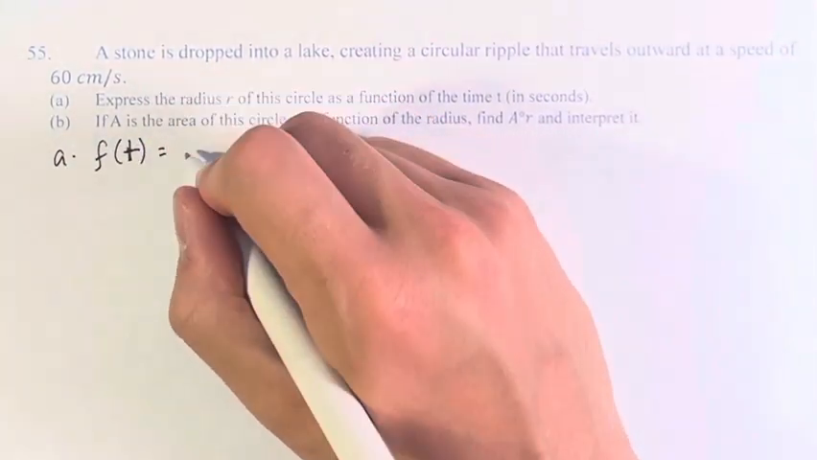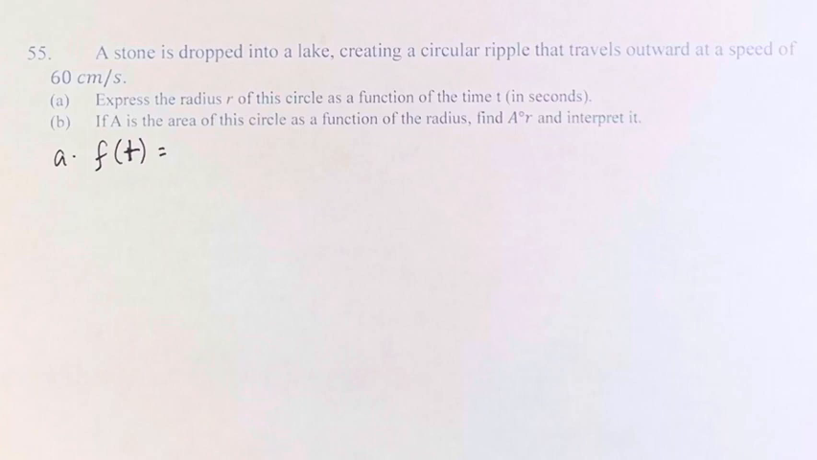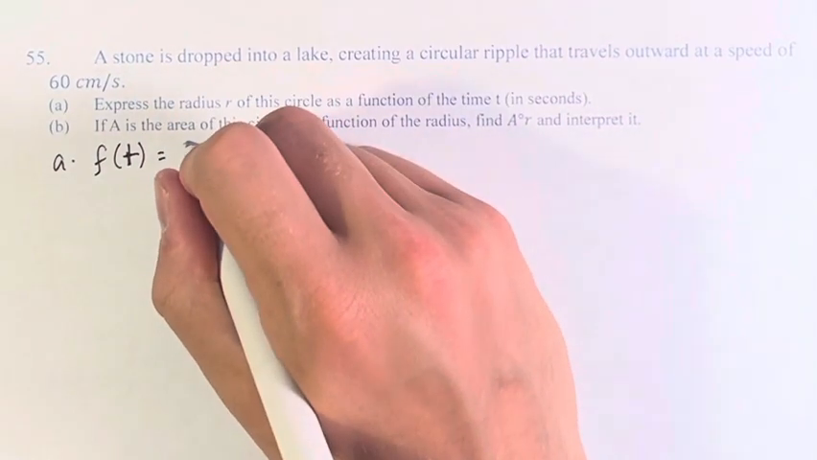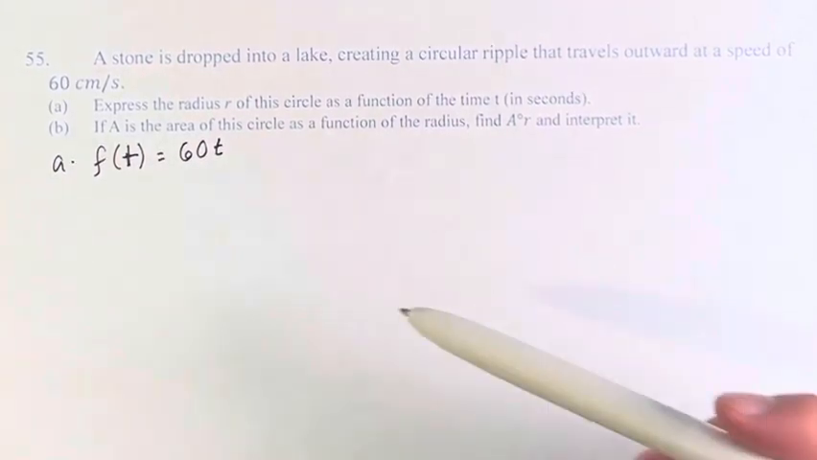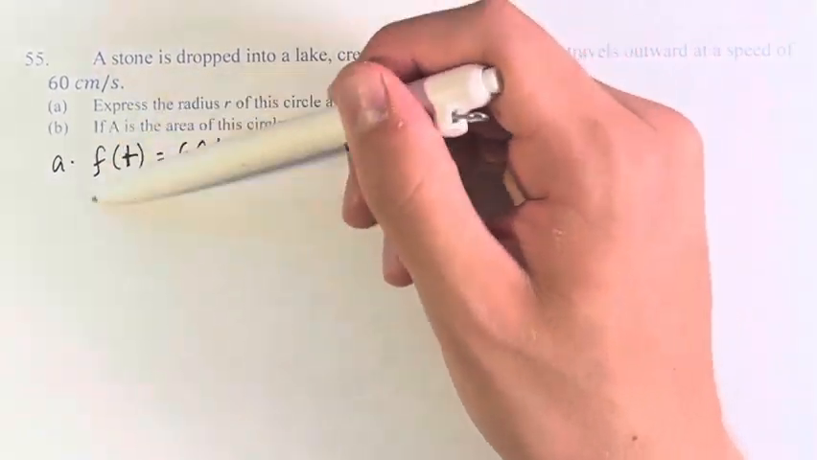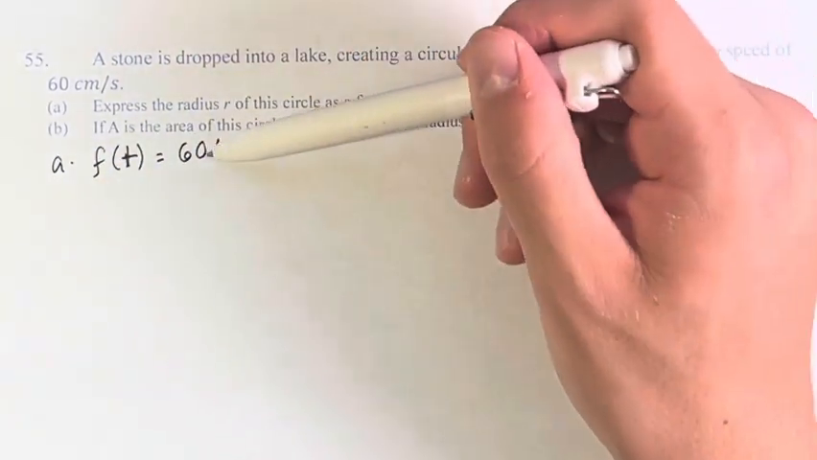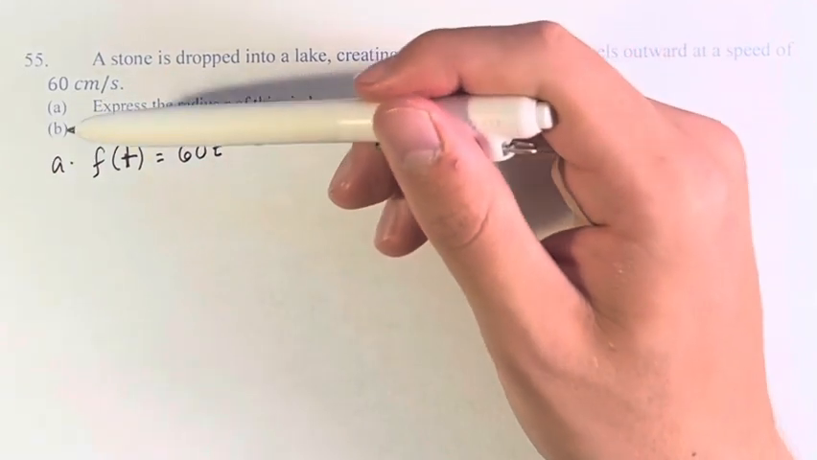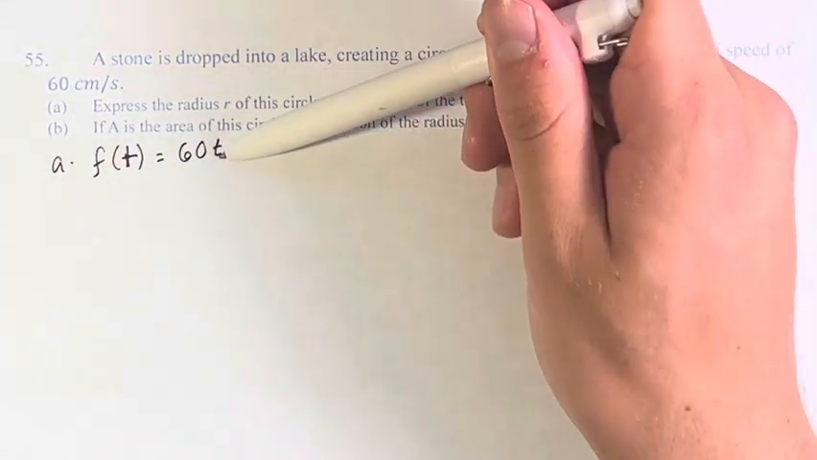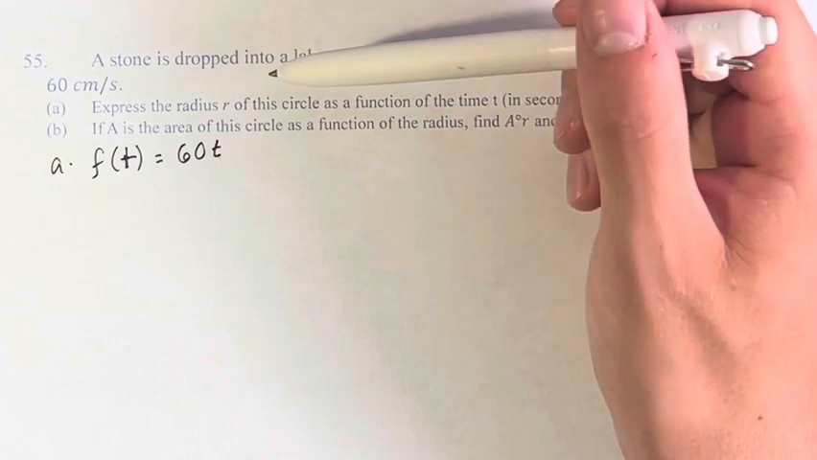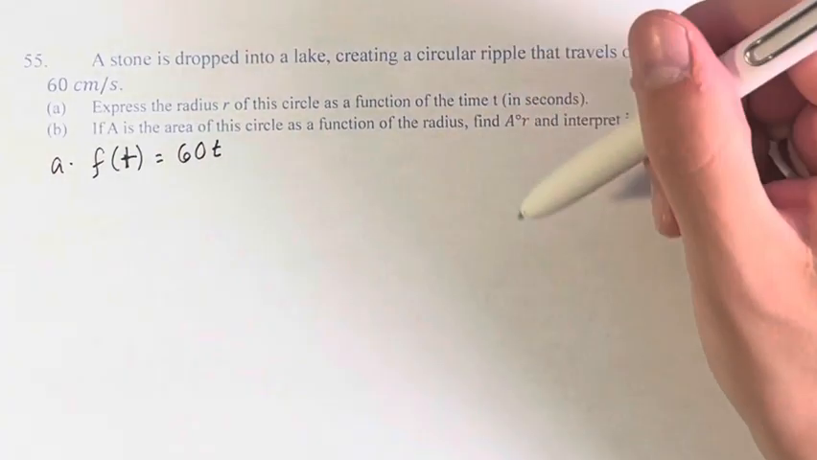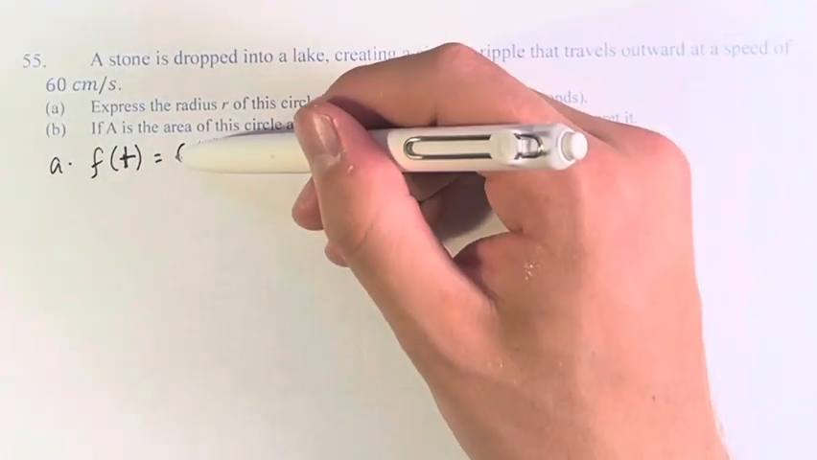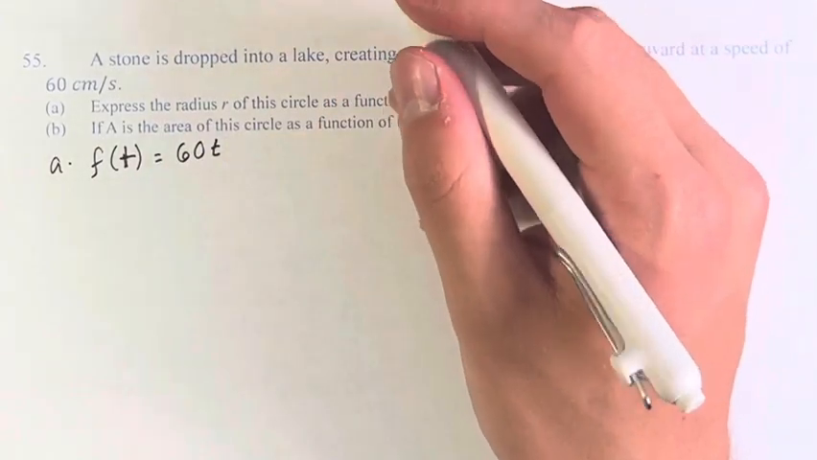So if it's a function of t, then we can do the slope-intercept form. So it's 60, the slope, times t. And then we can do this plus the y-intercept. So what is the y-intercept? It's the value of y, which is f. So it's the radius when x, or t, is equal to 0. So it's the radius when time is equal to 0. Well, time is equal to 0 when the stone is dropped into the lake, at which point there is no radius. It's equal to 0 because it's just been dropped in, and the ripple hasn't gone outwards at all. So this is 60t plus 0, or just 60t.